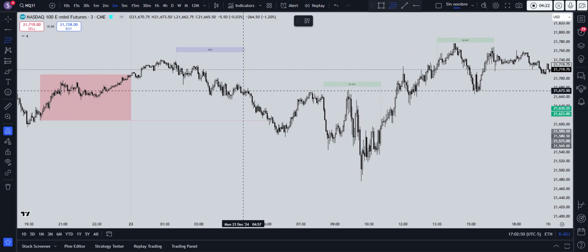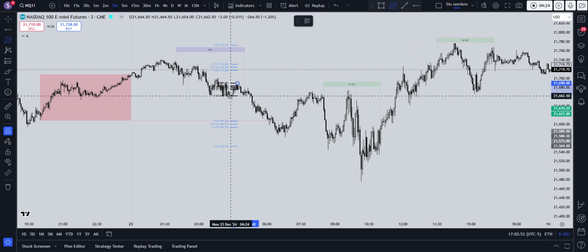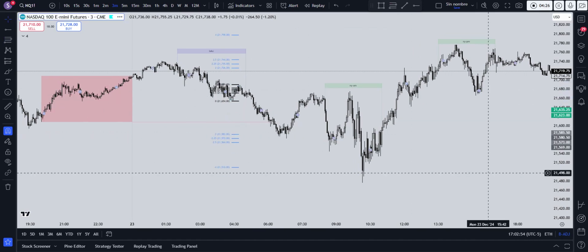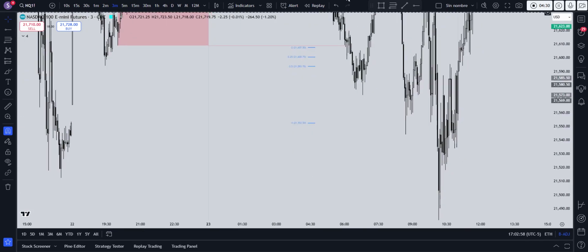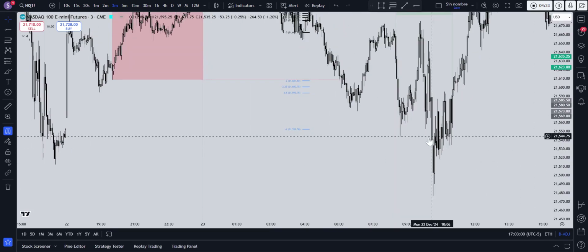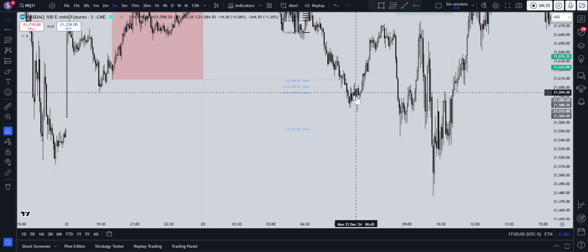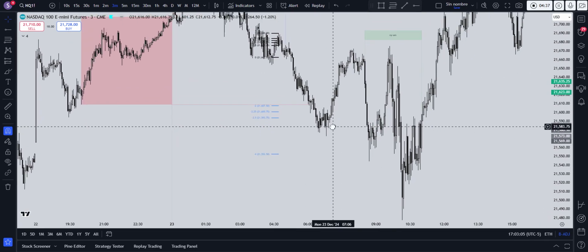So in this case, this is gonna be our last swing, right there. This is gonna be our last swing. So in this case, you can see we rally through this, then you would wait for it to come to our reversal point.